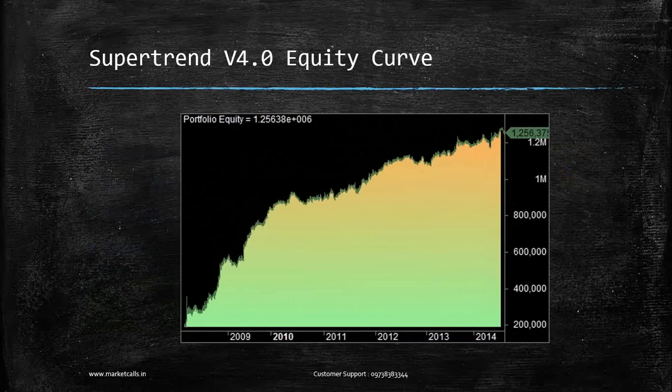But is that enough? No, it is not enough. We have to look at a lot more factors. But yes, the overall performance says that version 4.0 is really good for systematic trading, if you want to do something algorithmically. Version 3.0 is pretty inferior to 4.0.